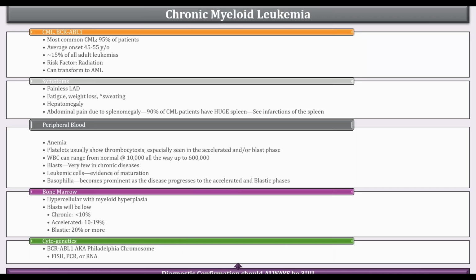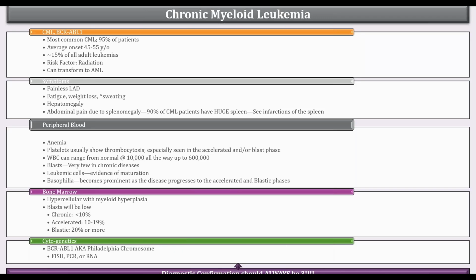So again, these CMLs can very much transform into an AML, and you want to always be using your manual to determine how many primaries you have. So the symptoms: painless LAD, so lymphadenopathy, and this is usually indicative of cancer. Painful LAD is usually indicative of an infection.